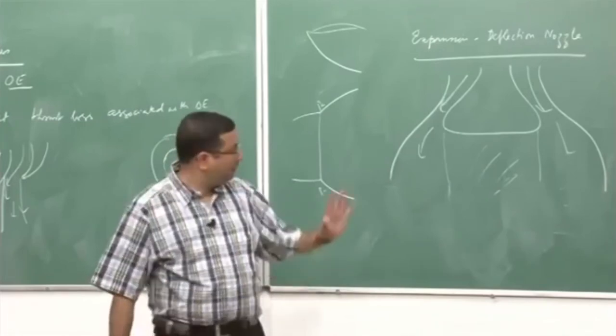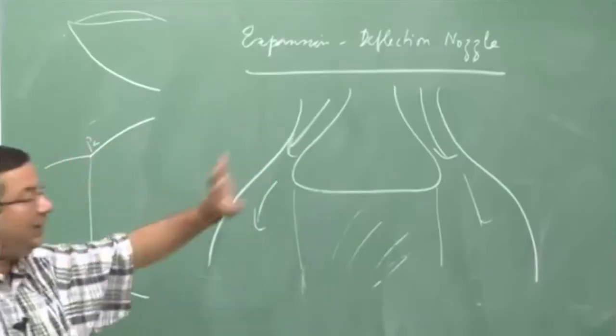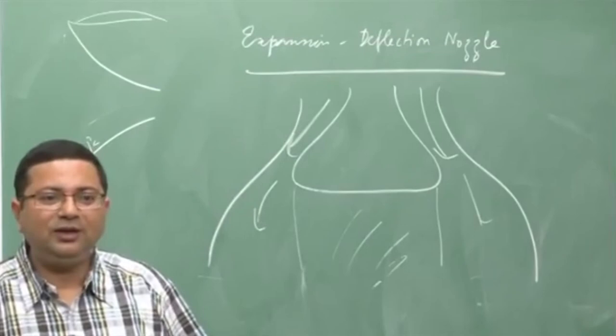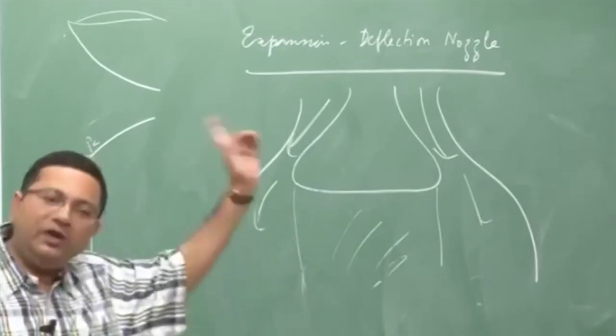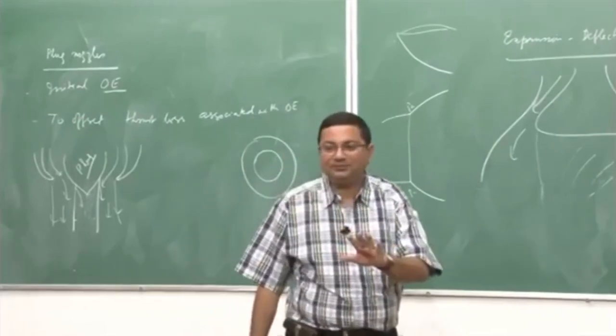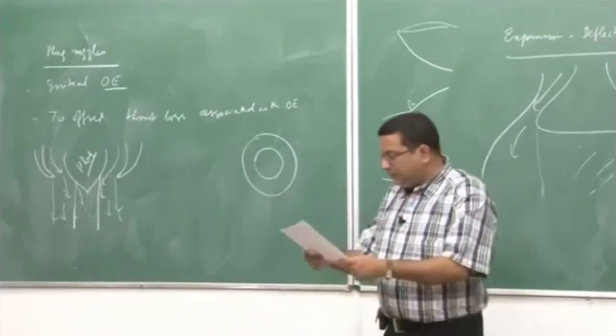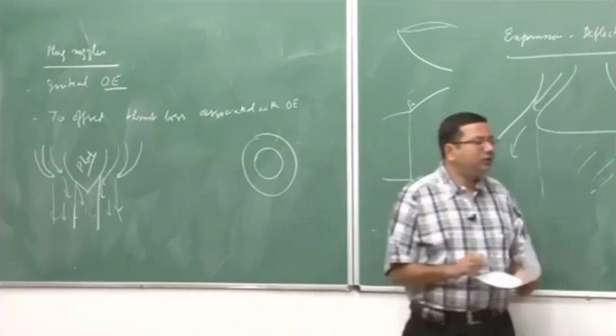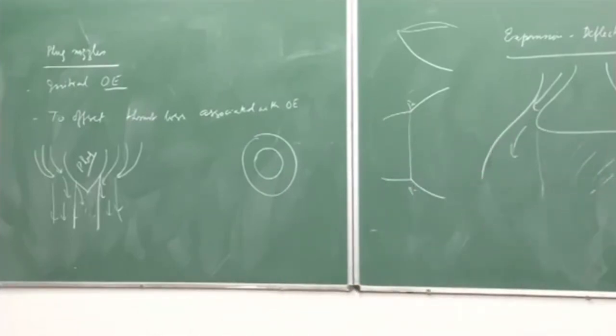That is why both this plug nozzle as well as the expansion deflection nozzles are primarily for the over expansion case. Under expansion is still much safer. Okay. So, this is what we wanted to discuss about the nozzle flows. With this, we come to an end on our discussion on nozzle flows.